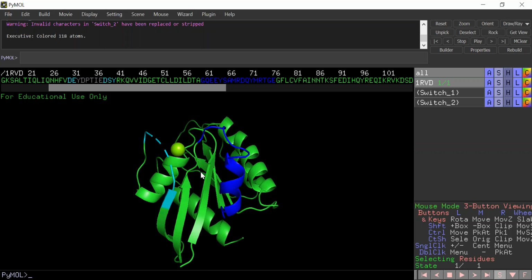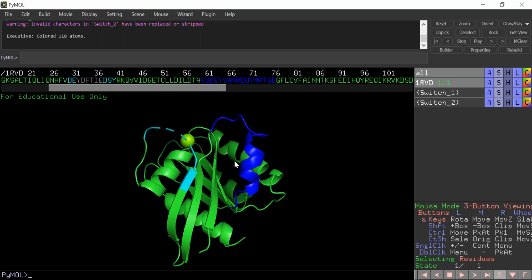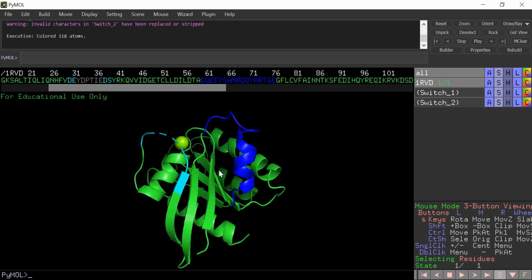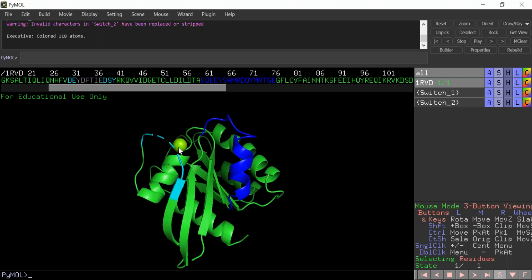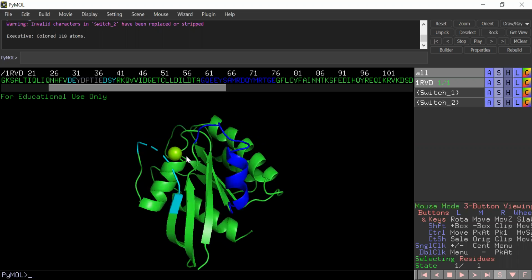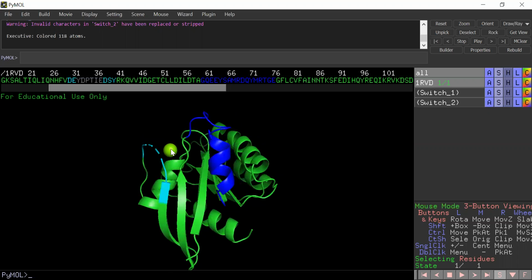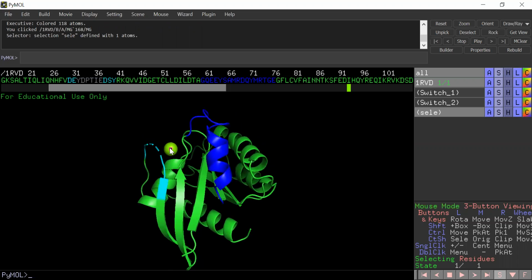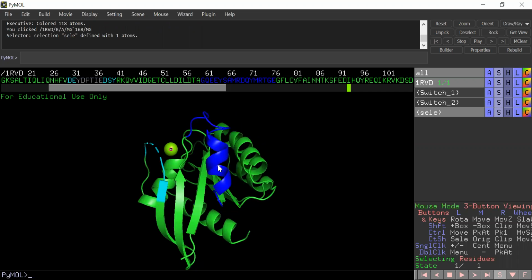in between these two switches, and the switches are strategically positioned on the outside of the protein to allow for easy binding of molecules such as magnesium and GTP, which makes sense because you want it to be accessible for the molecules to bind. Magnesium is actually bound down here, and it's this big green sphere. It acts as a ligand for the hydrolysis of GTP, which is the function of this GTP Ras protein, and it helps facilitate the hydrolysis of GTP.